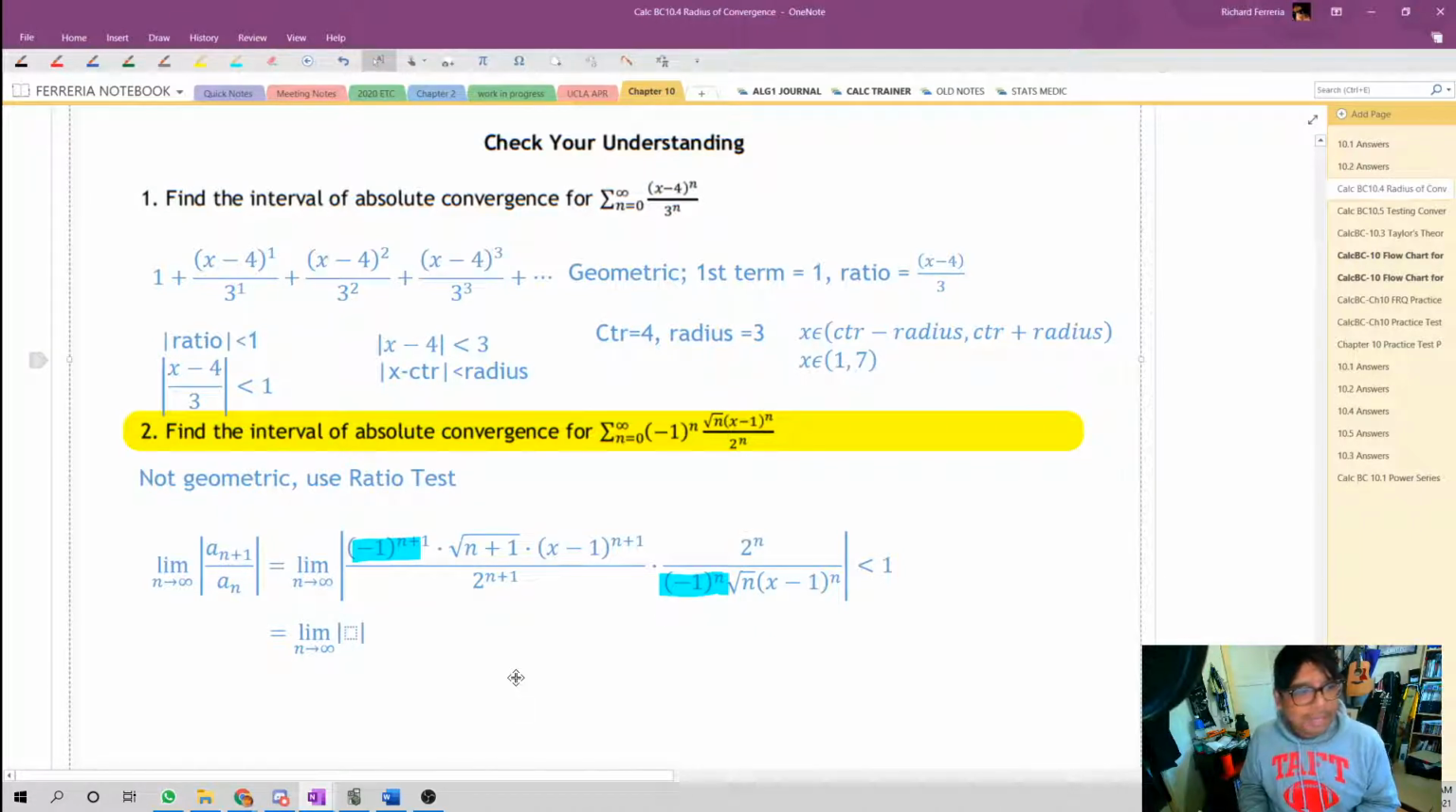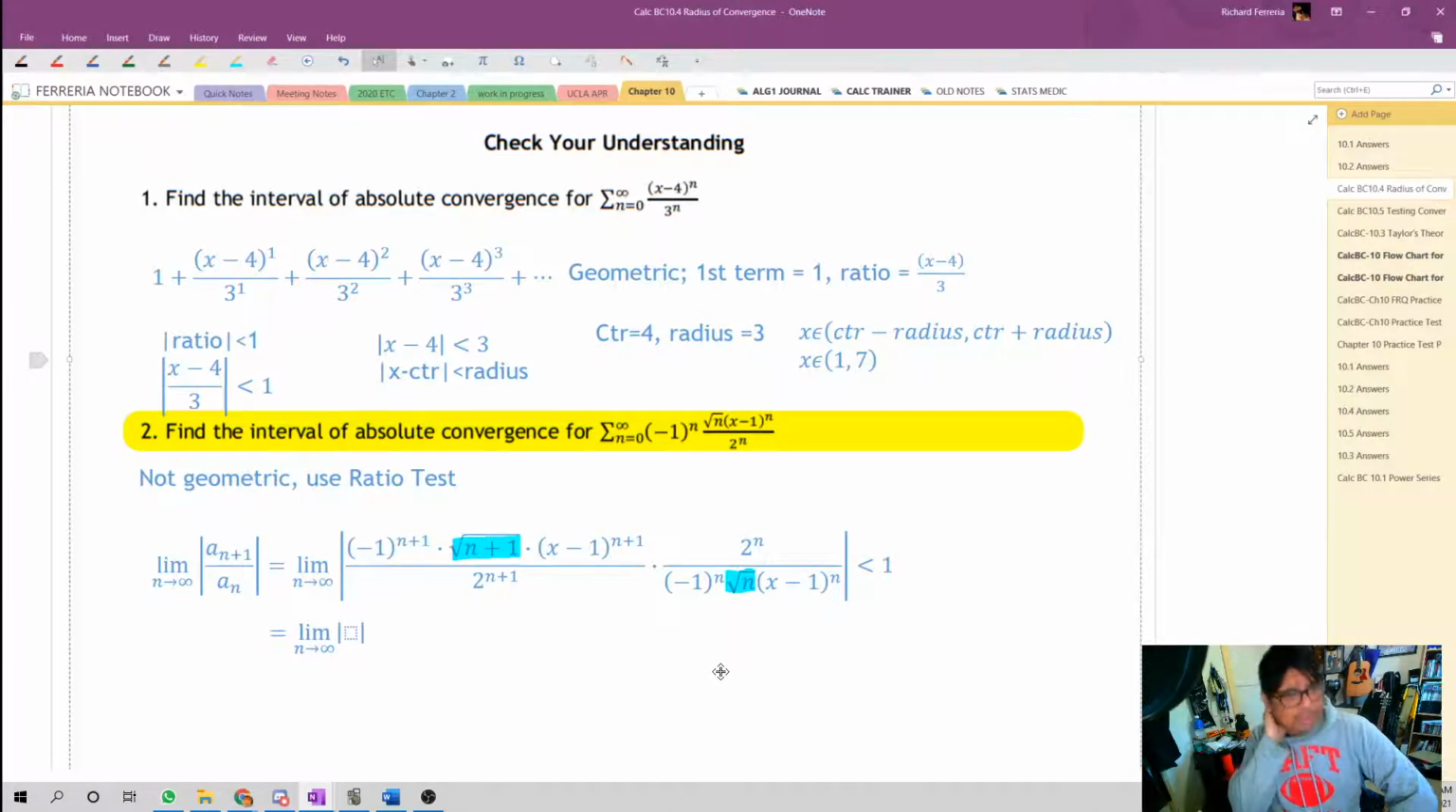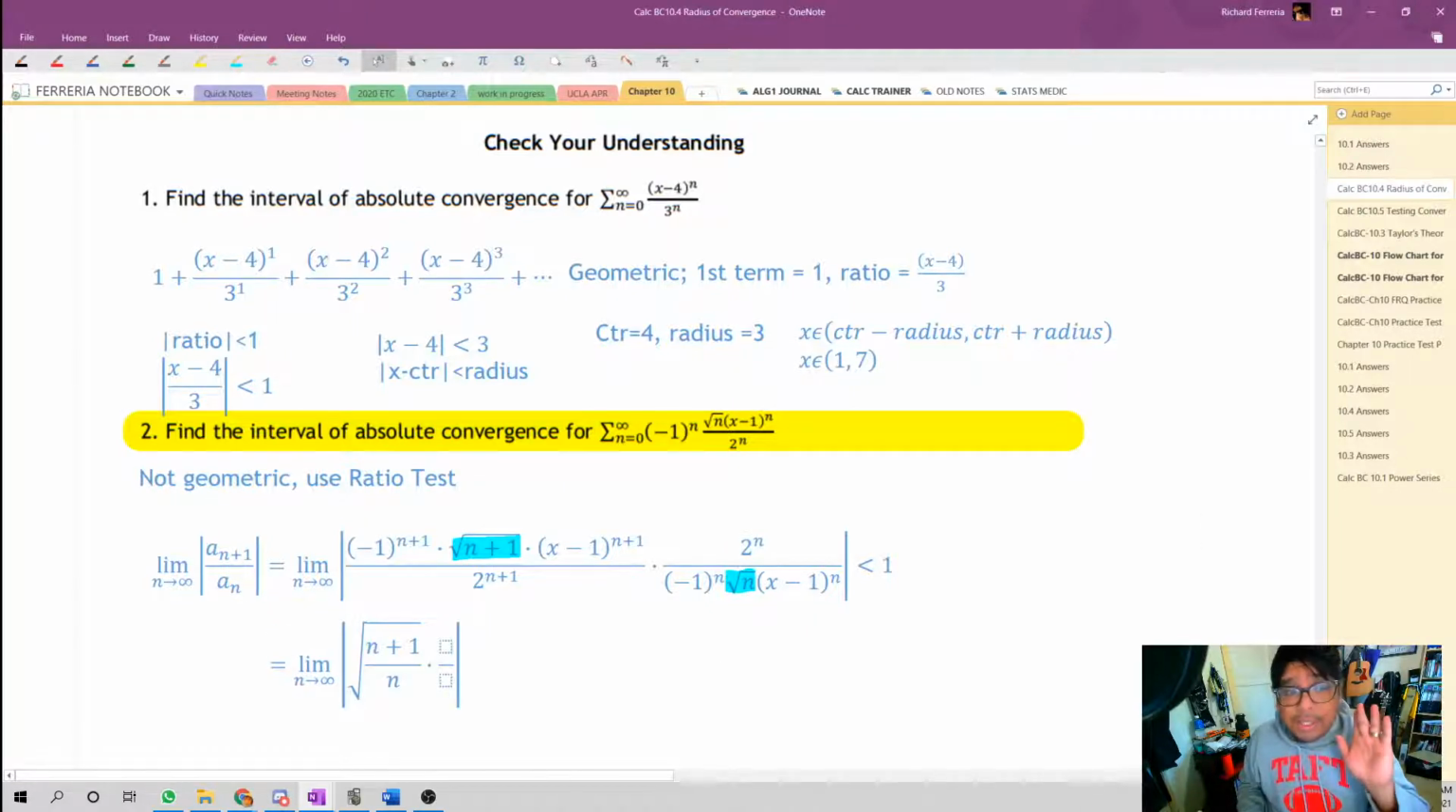The next thing I see are these absolute values. And for those absolute values, if I have an absolute value on top of an absolute value, I'm going to make a habit of putting them both under the same absolute value. So what do I mean? The absolute value of square root of n plus 1 over the absolute value of square root of n is just equal to the square root of (n plus 1) over n. That's going to be a little bit easier to compute.